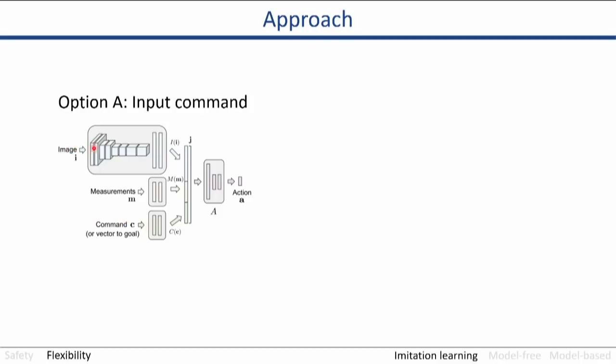So here they have inputs like an image. They also have measurements like how fast the wheels are spinning. And now they concatenate that, and they learn a policy that eventually goes to output actions. So that's one architecture, kind of the vanilla one you would start out with.